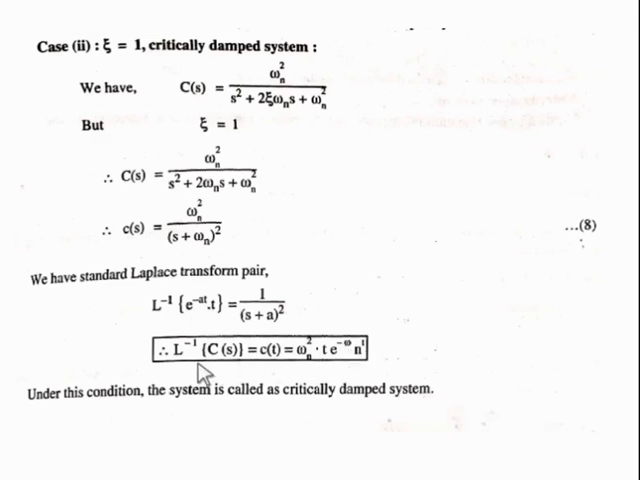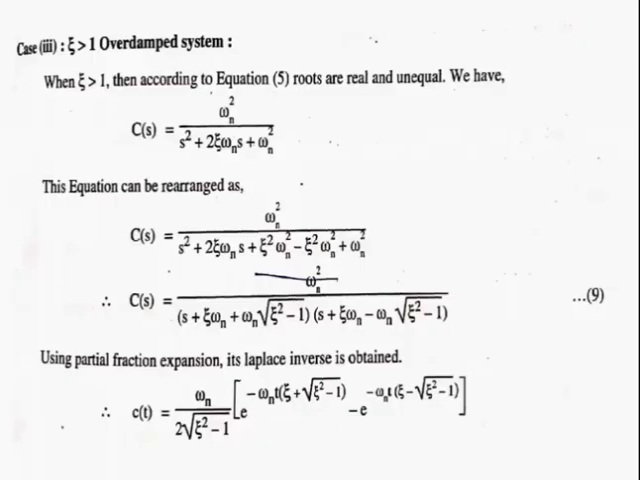So this is the inverse Laplace of the C(s). C(t) equal to omega n square t e raised to minus omega n t. Under this condition, the system is called the critically damped system. Now consider case 3, zeta greater than 1, and it is known as the overdamped system.